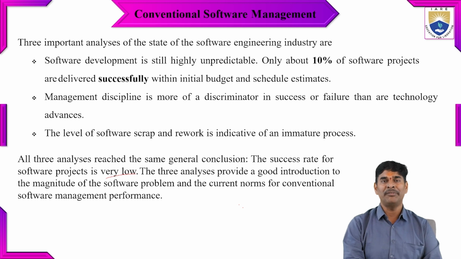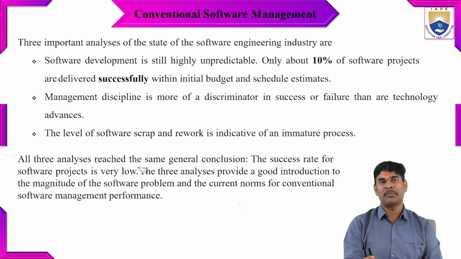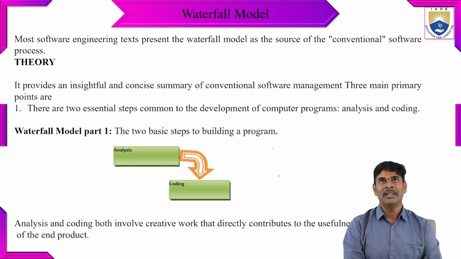So based upon that, we need to check what the software problem is and what the current norms for conventional software management performance are. Based upon that, we need to deliver the projects within the stipulated time. Accordingly, in conventional software management, we have the waterfall model. This waterfall model is an old method, what we call conventional software process management.